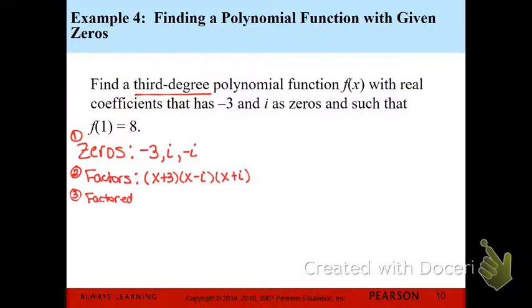Step 3, remember to put it in factored form. So it's going to start out with f of x equals a, and then just times our factors.